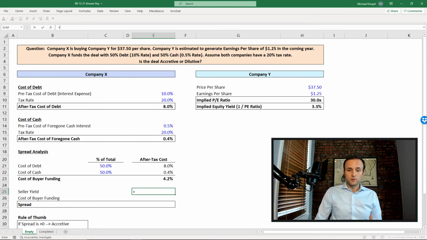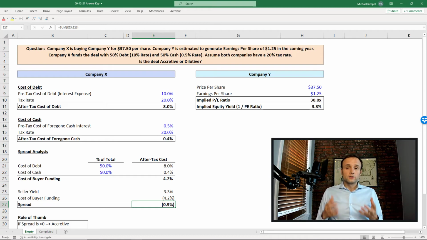Down below, we're going to pull in the yield that we're going to generate when we buy Company Y. And our cost of funding is 4.2%. So we end up with a negative spread here, meaning the yield that we're going to receive is actually less than our financing cost. So the answer to this week's question is that the deal would be dilutive.